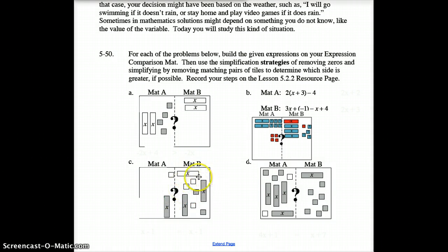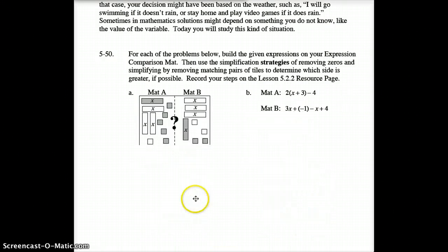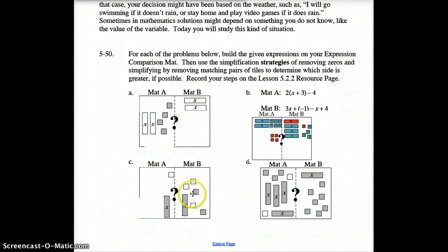On the other side, I've got this negative up here, which can cancel this positive over here. And then I've got these two positives, which can cancel these two negatives. So I can click those and get those to disappear, and click those to get those to disappear. I'm left with x and negative 1 on this side, x and negative 1 on this side. You'll notice that these two will cancel. These two will cancel. I'm left with 0 equals 0. So mat C, the two mats are equal to each other.